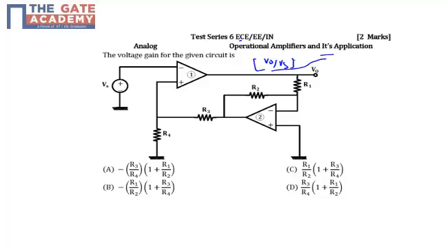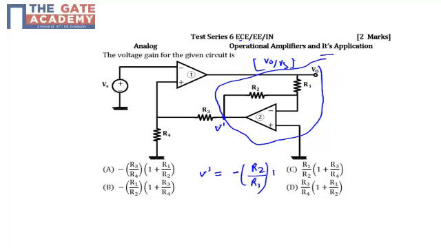Now if you take a look at the section of the second op amp, you can see that it acts as an inverting amplifier, because the non-inverting terminal is grounded and the inverting terminal has the voltage V0. We know the output voltage of this inverting amplifier, name it V dash, will be equal to minus RF by R1, where RF is R2, times the input voltage, which is V0.